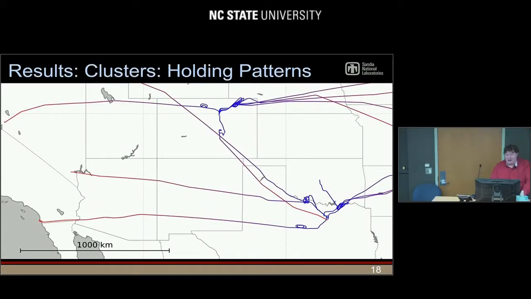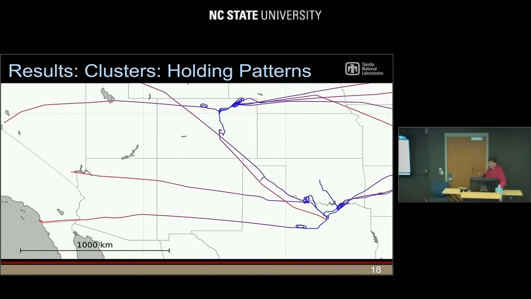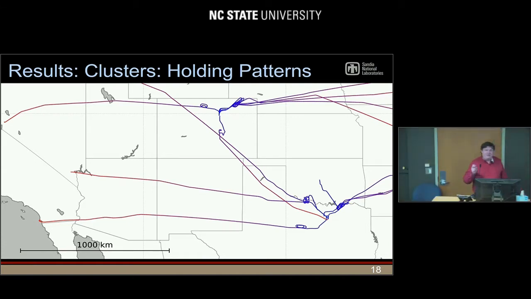Speaking of holding patterns, these are a little bit tricky to see, but each of these trajectories has a holding pattern near its end in the blue part toward the landing. They are slightly different in shape and extent, but what I can tell you numerically is that each of these trajectories has a certain amount of wiggle at a certain point in its path. We can do that numerically.